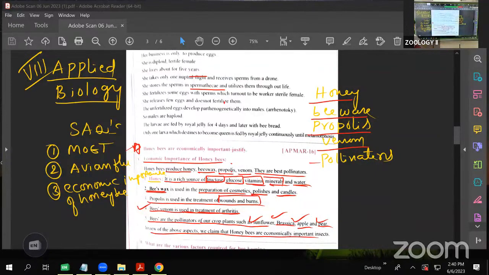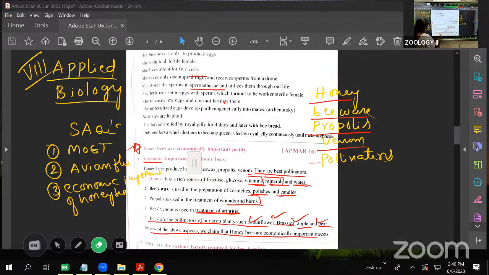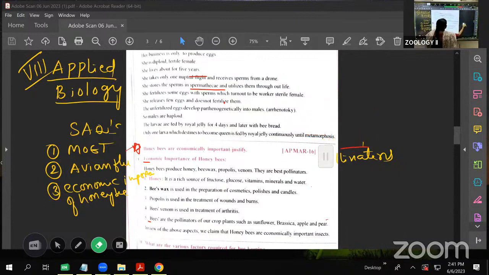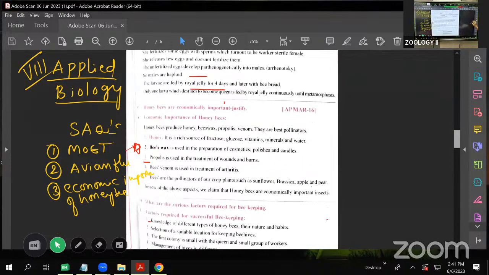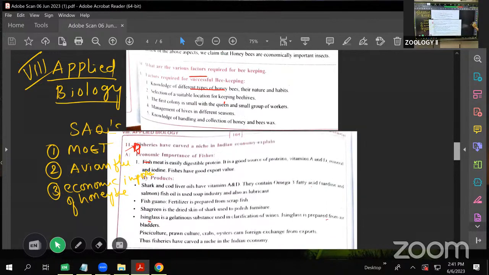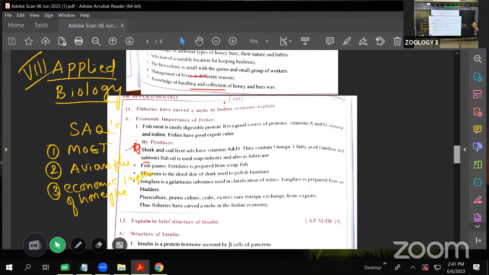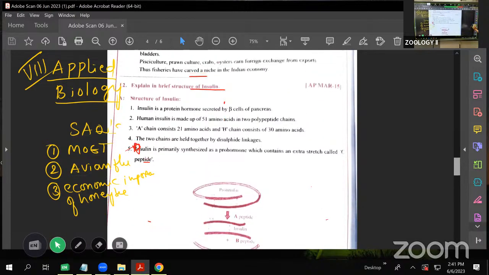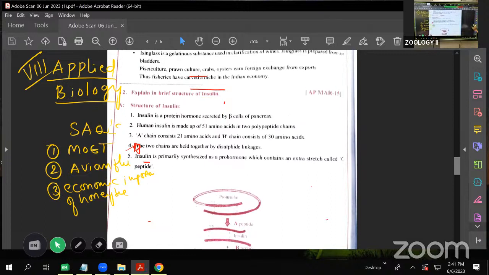Next, we are going to the next question. In the honeybee, mainly the queen bee is important, and also the economic importance of the honeybee is important. See this one. Next is the switch.